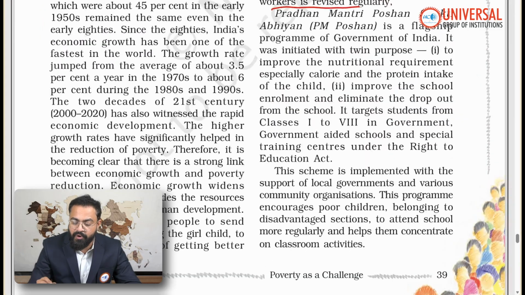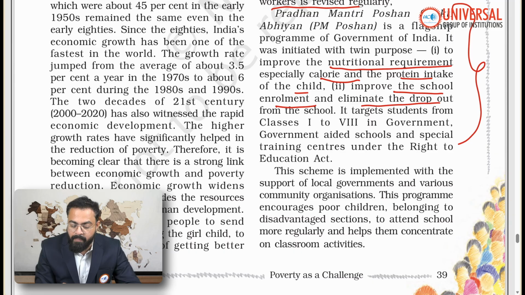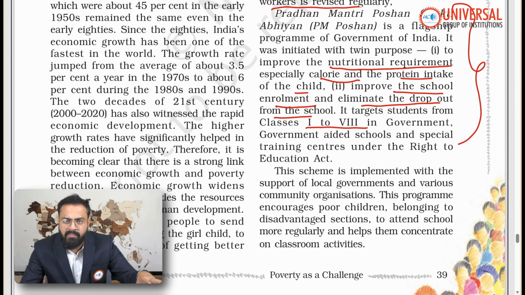Then comes a very important one, the Pradhan Mantri Poshan Shakti Abhiyan. Again, it has two objectives. One is to improve the nutritional intake, especially the calorie and protein intake of the child. The second is to improve school enrollment and eliminate dropout from school. It targets class 1 to class 8 in government and government-aided schools. We know that one of the striking visibilities of poor households is malnutrition, so you are tackling malnutrition among children.